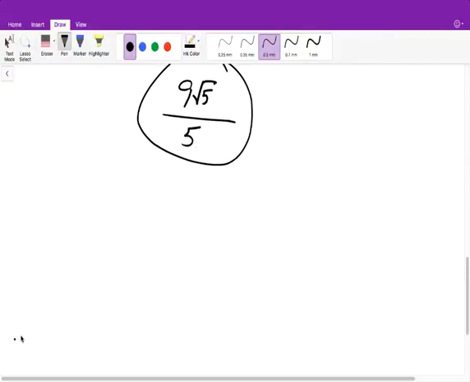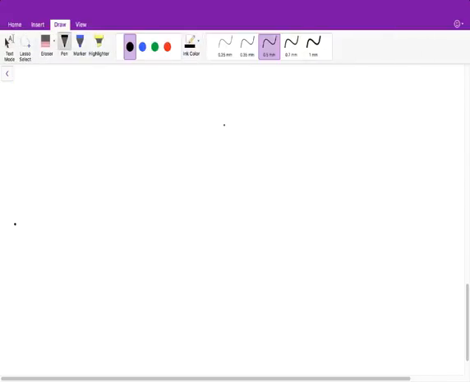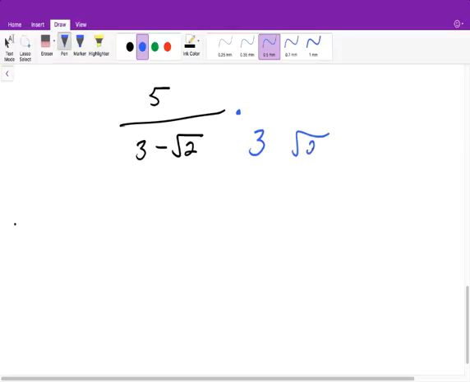All right, so let's go ahead and continue from the last video. So we have now 5 divided by 3 minus the square root of 2. Once we have multiple terms in our denominator with the radical, we need to multiply by its conjugate, which is we write the exact same two terms, but now the opposite sign, and whatever sign is in front of our radical, we change it to the opposite. So it becomes 3 plus the square root of 2.